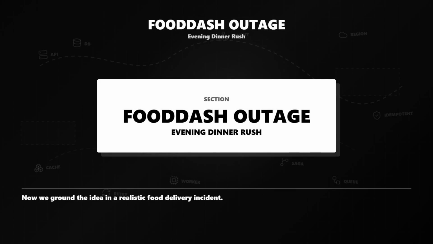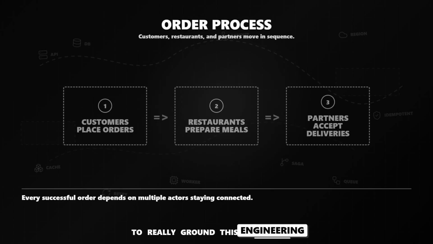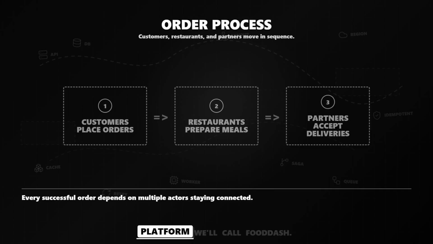Section 3. The FoodDash outage case study, a realistic evening dinner rush. To really ground this engineering theory into practical reality, let's look at a high-stakes scenario using a fictional food delivery platform we'll call FoodDash. Imagine a typical Friday evening dinner rush. The platform is humming along perfectly.